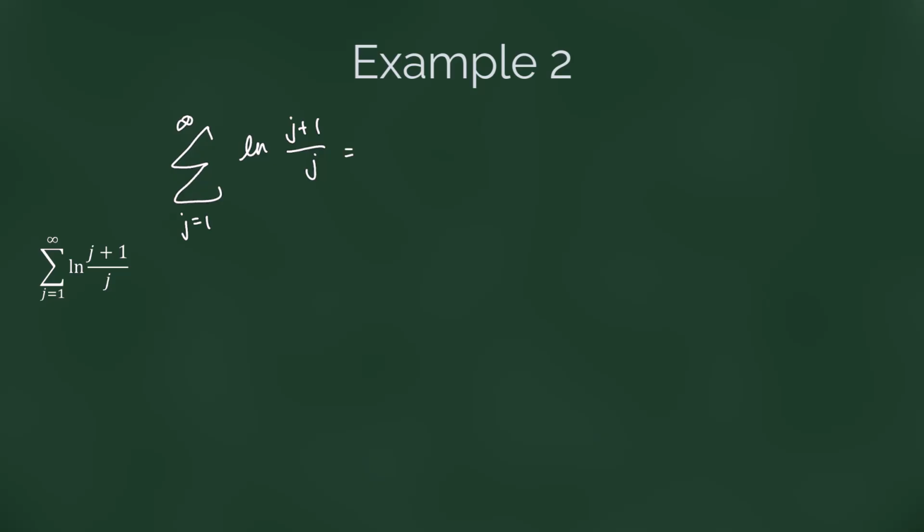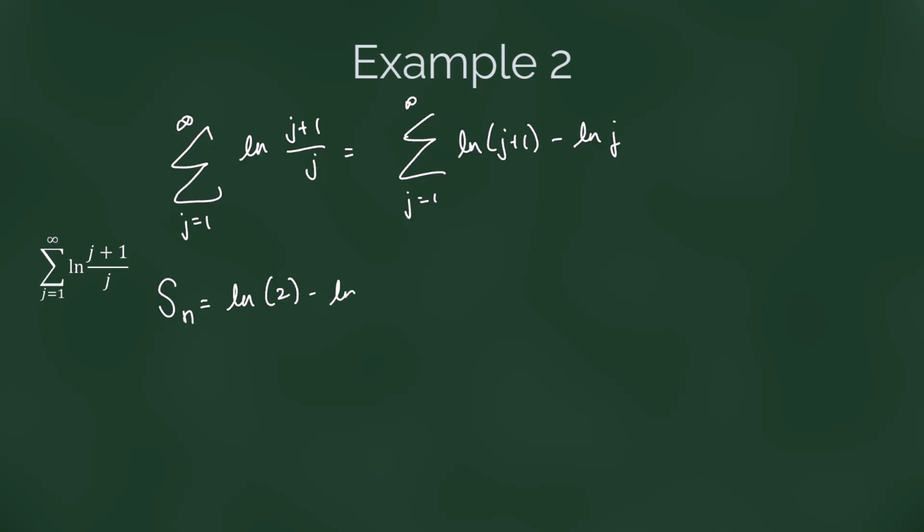But we have to remember that that can be rewritten as the sum from j equals 1 to infinity of the natural log of j plus 1 minus the natural log of j. So now if we consider our nth partial sum, we're going to have the natural log of 1 plus 1, that's 2, minus the natural log of 1. That's when we're taking j equal to 1, the first term. The second term would be the natural log of 3 minus the natural log of 2.